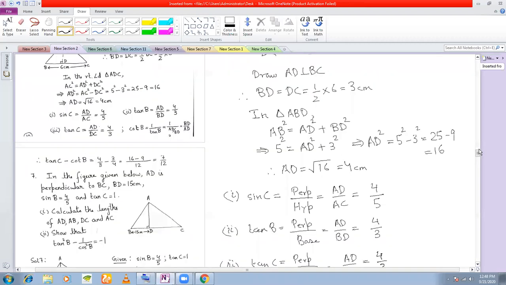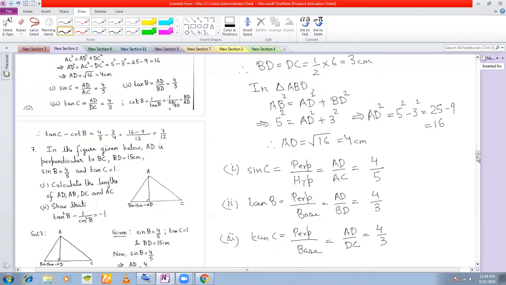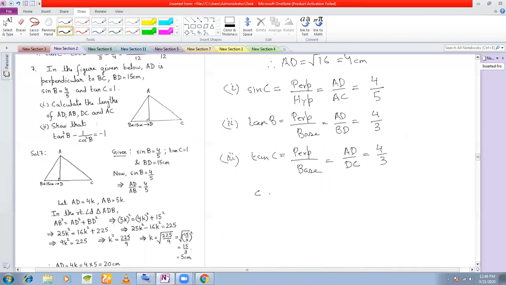Next we want to calculate cot B. Now cot B, we have already in 2, if you see, we have already found out tan B. And you know cot is the reciprocal of tan. So instead of finding it from the right angle triangle, you can find it directly from your tan. And what is tan B? Tan B is 4 by 3. So this becomes 3 by 4. So hence what is tan C minus cot B? It is 4 by 3 minus 3 by 4.